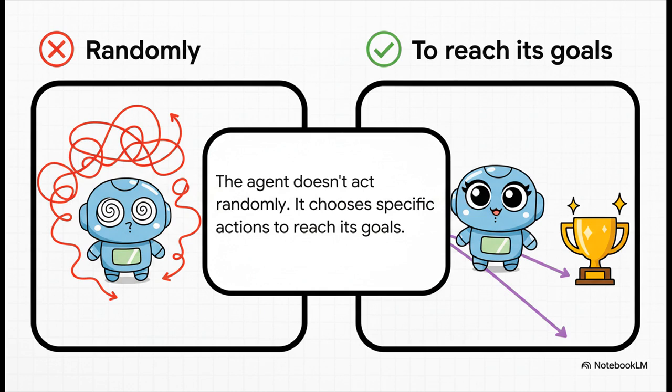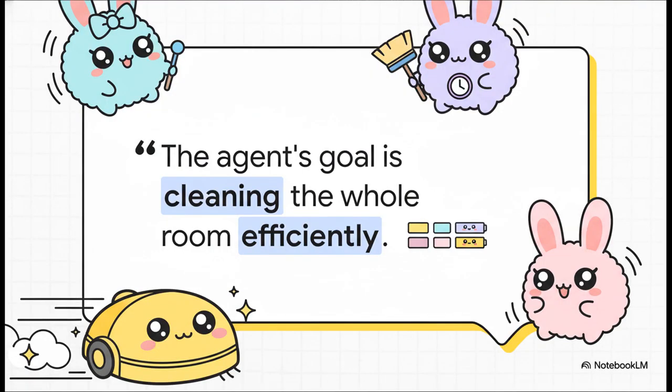Every single decision it makes, whether to move forward, turn, or switch on its brushes, is a calculated move designed to get it closer to that final objective. And for our little robot, the goal is cleaning the whole room efficiently. Now, pay close attention to that last word, efficiently. That's key. Its job isn't just to clean the room, it's to do it in the best way possible. That might mean using the least amount of battery or finishing in the shortest time. The efficiency is part of the goal.